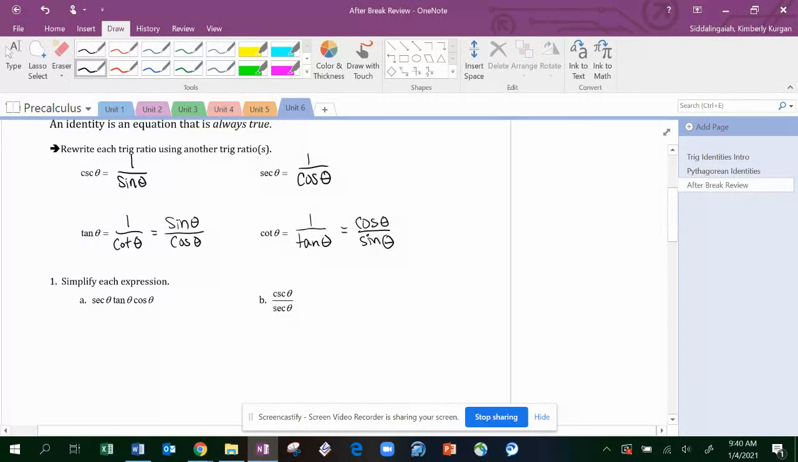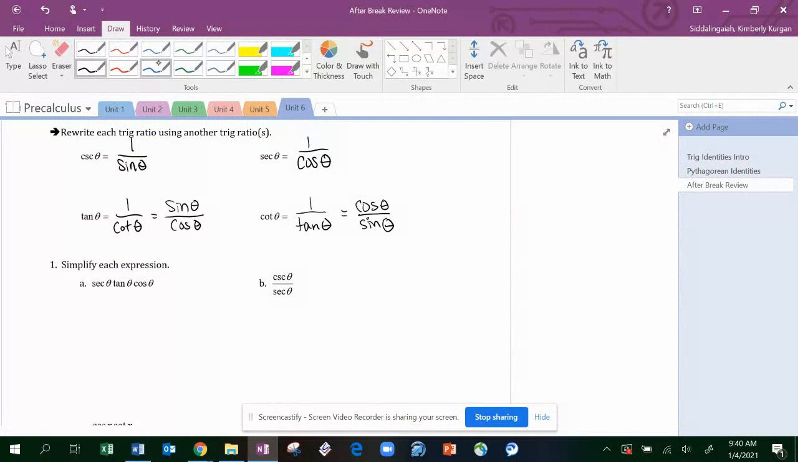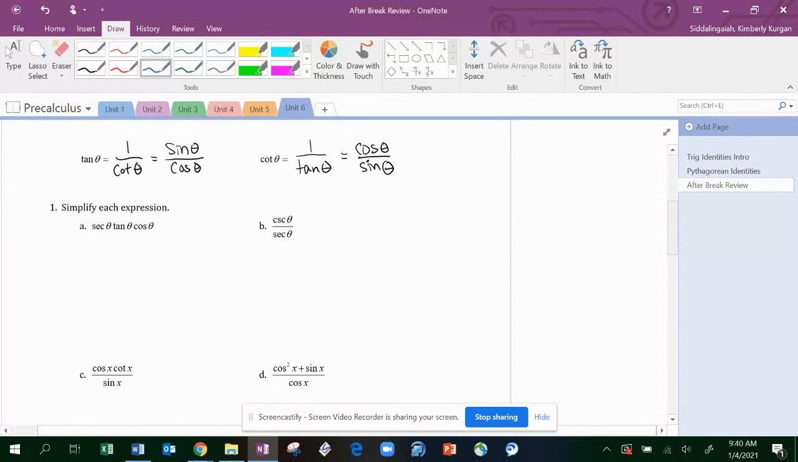Now, the Friday before break, I'm sure many of you were quite tired of doing math. So I'm just going to go through some simplifying with you and verifying expressions so that it kind of warms up your brain to what we're doing tomorrow. So here we go. To simplify each expression, notice there's no equal sign, so I'm not really sure where to go. And my only strategy so far is to rewrite things in terms of sine and cosine.